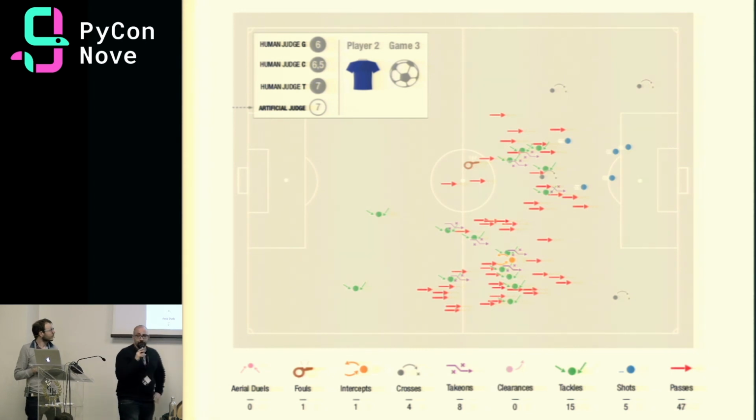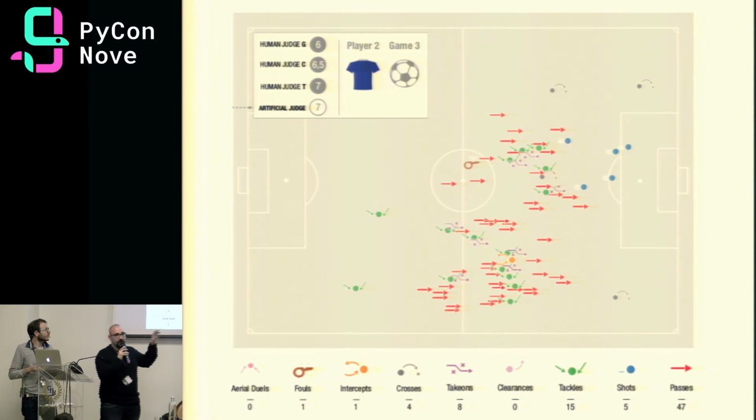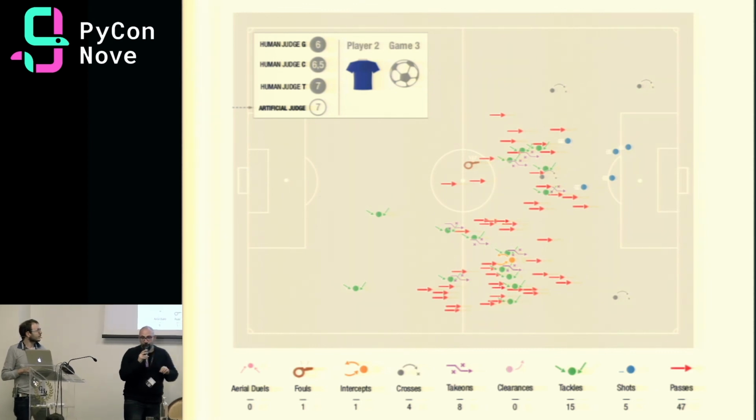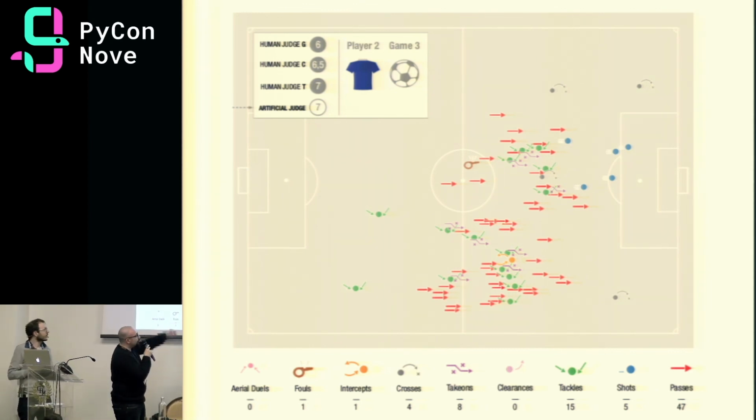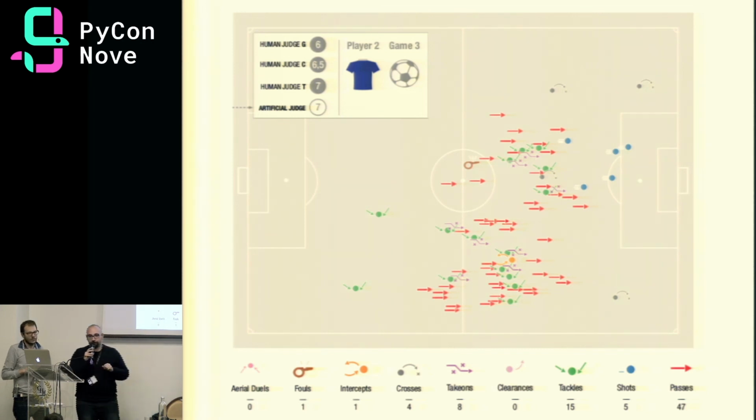This is an example of all the events made by Messi in a game in La Liga, in the Spanish National League. You see that Messi made, for example, 47 passes, the red arrows, and you know the position where these passes are made. Then you know that Messi made 5 shots, 15 tackles, 8 take-ons or dribbles, 4 crosses, and so on and so forth. This is a visualization of the performance of Messi in that game.